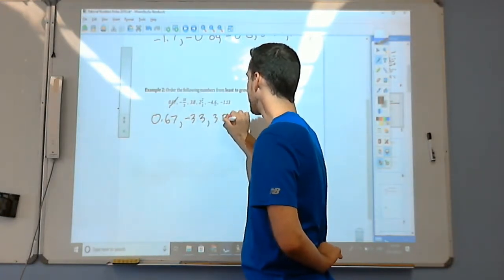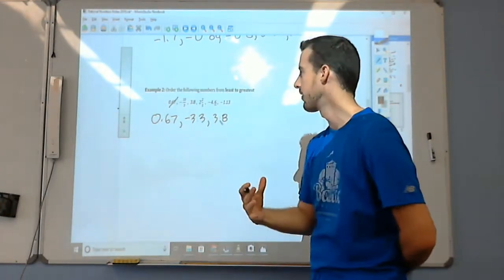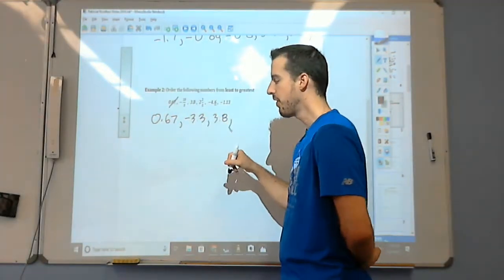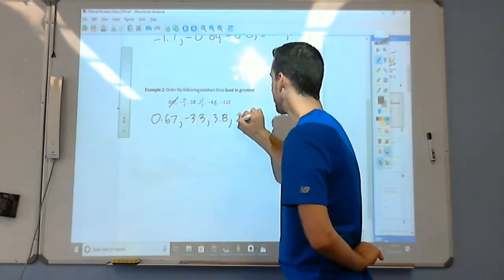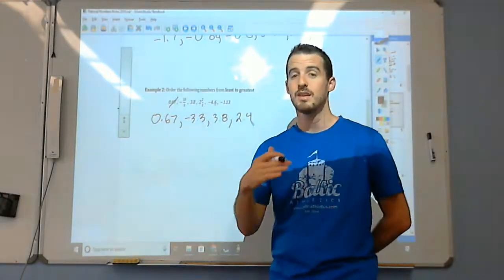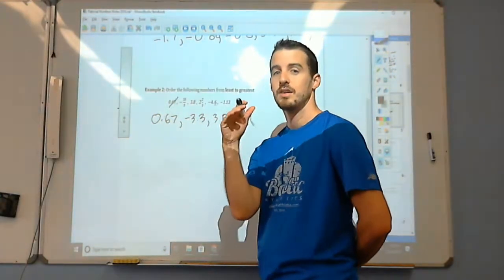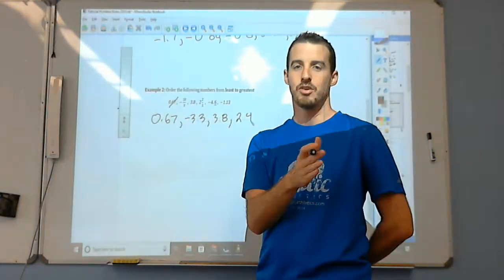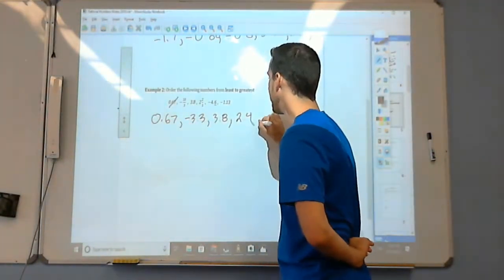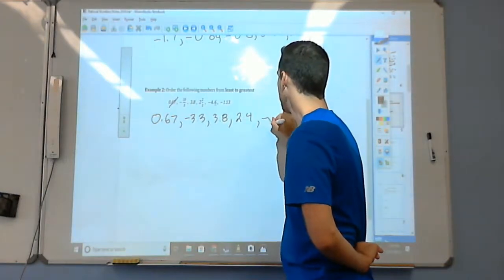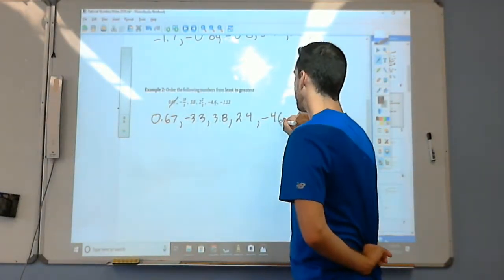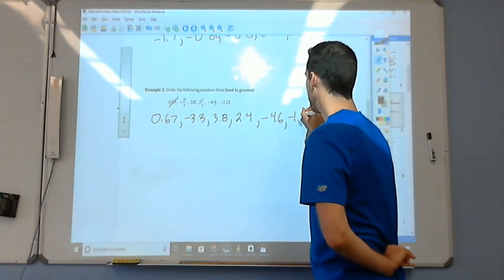Don't forget your negatives. They're your best friends or your worst friends if you forget about them. Okay, 2 2/5 is the same thing as 2.4. Again, in your calculator, take 2 divided by 5 plus 2. We have to add that whole number at the end. And then the last 2 are easy because they're already done for us. Negative 4.6 and negative 1.13.